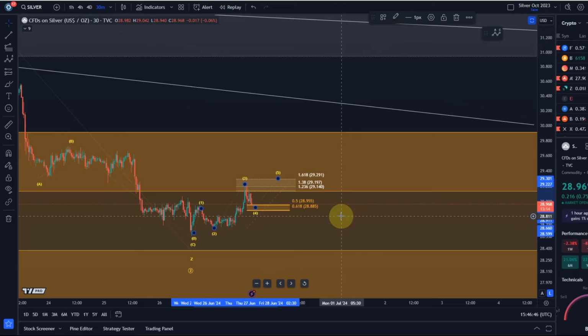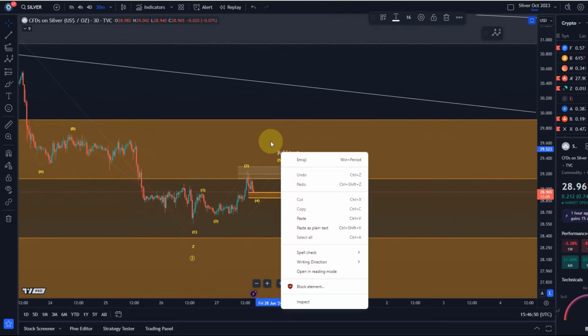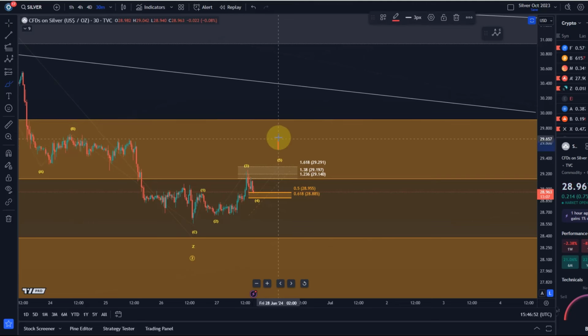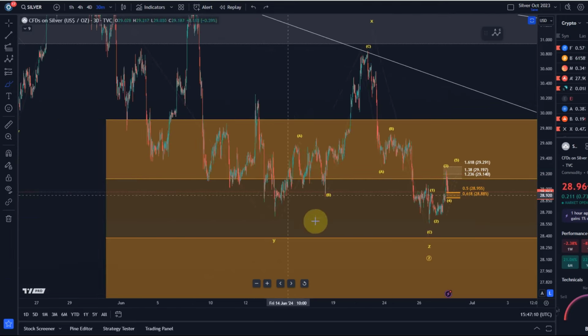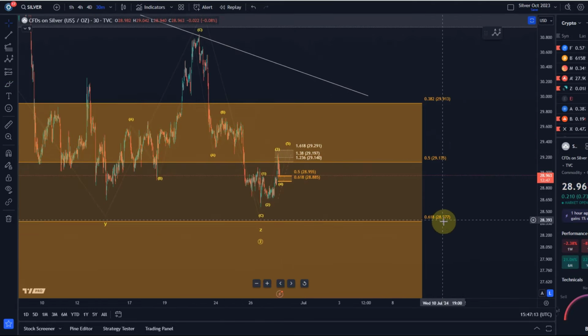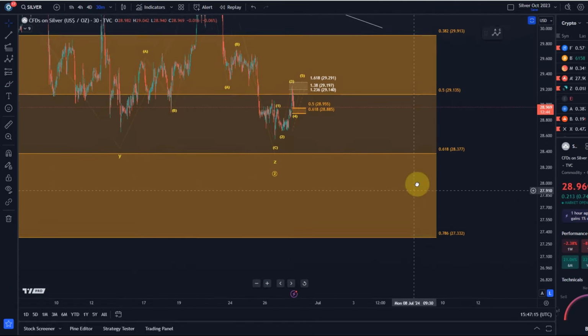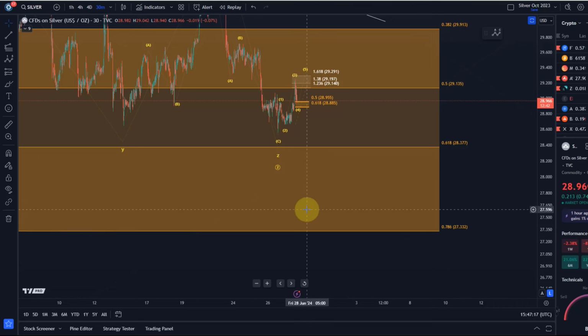Then I can give you the next support area for a subsequent pullback, because we can call that again as maybe a micro wave 1. And then we're looking at an ABC pullback for wave 2. And then from there, we can go higher. This is what I'm watching for potentially here as a first indication that really a low has formed. At the moment, all we have is a 3-wave rally. That's not good enough. That's my view at the moment. If we form another low from here, $28.37 is next support, and then $27.33.